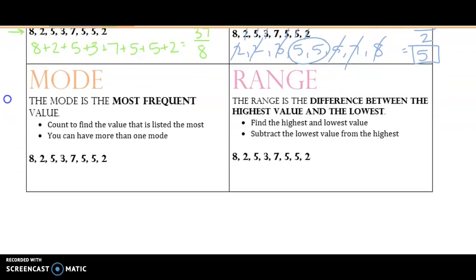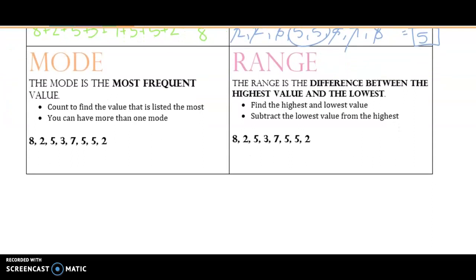It's 5. All right, let's go ahead and do mode. I love mode. It's easiest. Okay, the mode is the most frequent. And if you look, the word mode looks like the word most. That's how I remember it. So the mode is the number that appears the most. We're going to count to find the value that's listed the most.